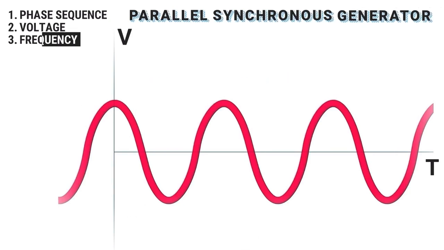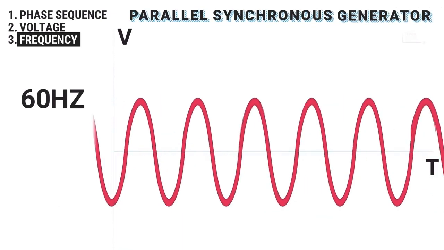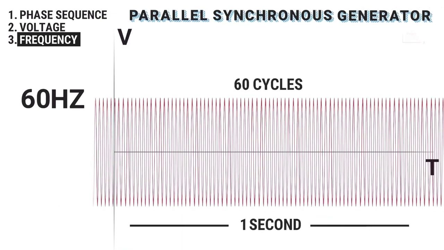And lastly, generators must have the same frequency. Frequency refers to the speed of the cycle. For this figure, at a 60 Hz frequency, a cycle is made every 1 over 60th of a second, or 60 cycles are made for every 1 second.